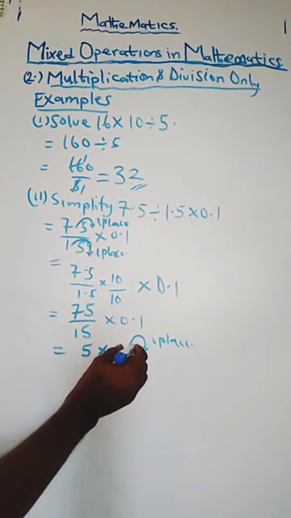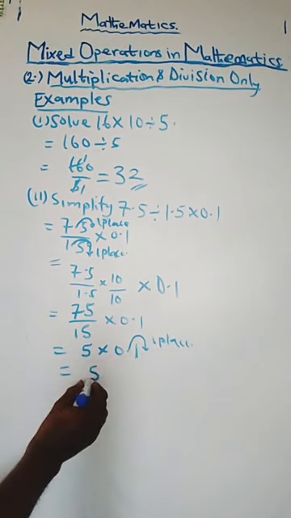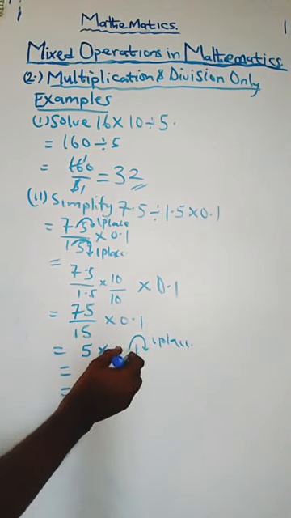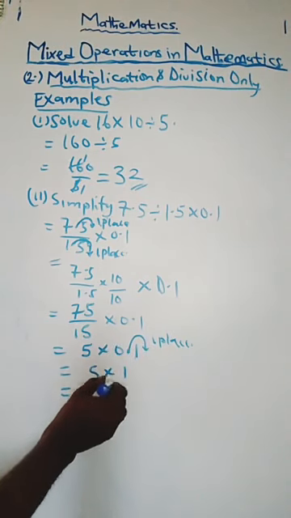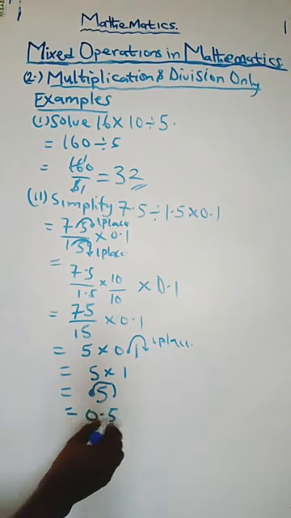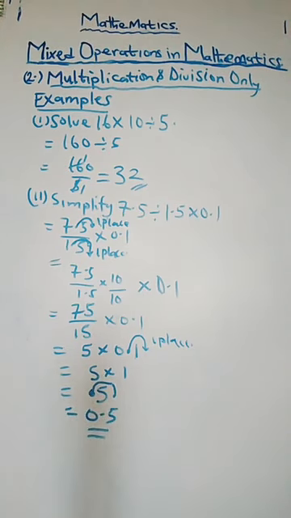So then we can now convert this one to a whole number. So we now have 5 times 1, and 5 times 1 is 5. The decimal we have removed here, we have to return it back to its normal position. So we now have 0.5 as our final answer. So that is how to solve that.